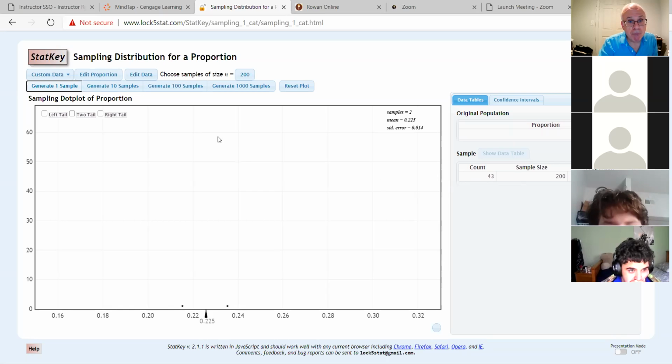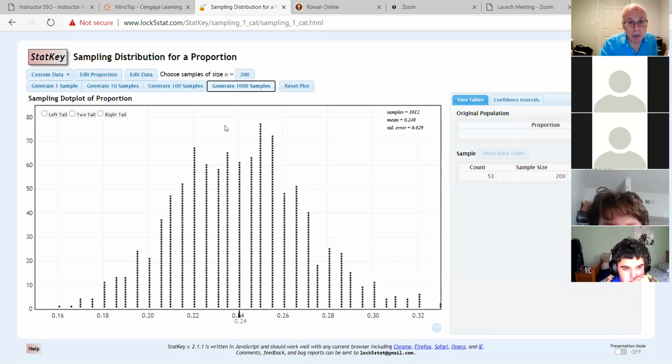And suppose I pick another 10. Notice they show up here. If you run your cursor along here, you see that particular sample over here, and the count and the sample size. So I'm going to pick another 1,000 of these. All right, so there are now 1,012 of these samples, each with a sample size of 200. Let's say 200 people. Each one of those has 200 people.